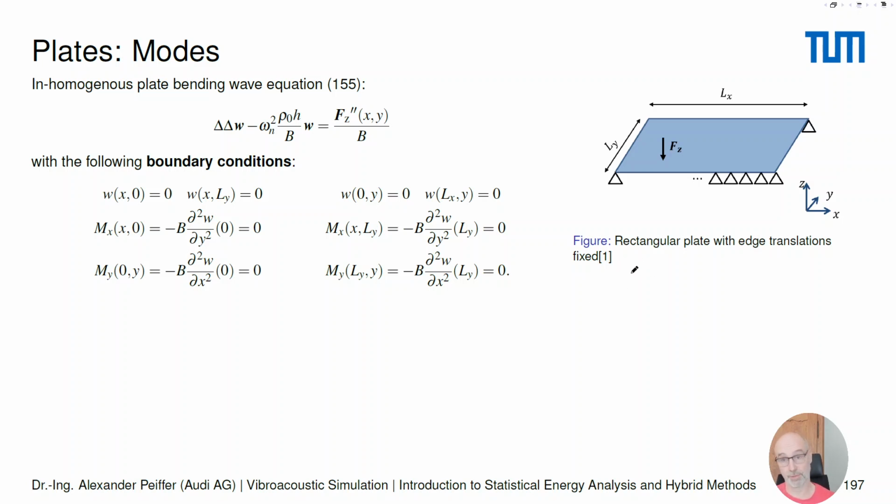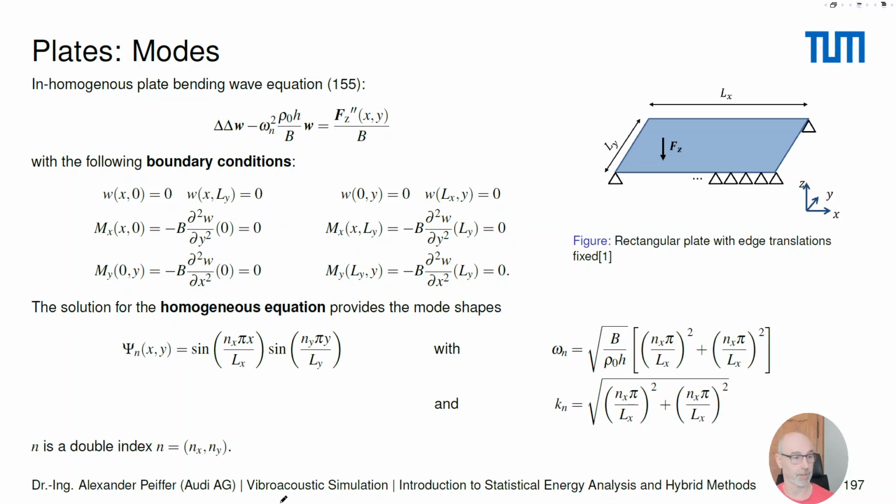Sometimes this kind of boundary condition is called simply supported, which you find very often in the context of finite element analysis. So describing this in detail, we would define the following boundary conditions at the edges denoted by 0 or lx, whatever, to find the right coordinates where we have the edge of this plate. The solution of this equation is quite simple.